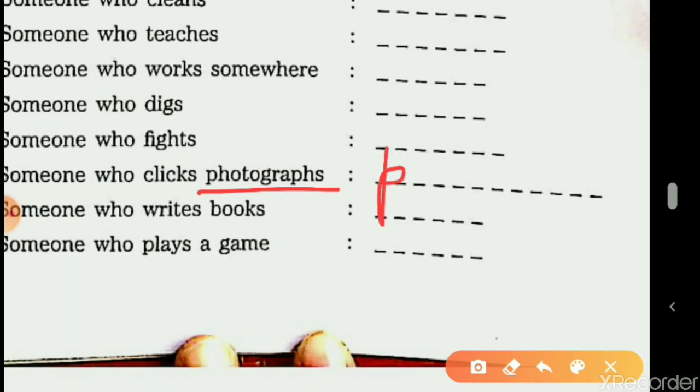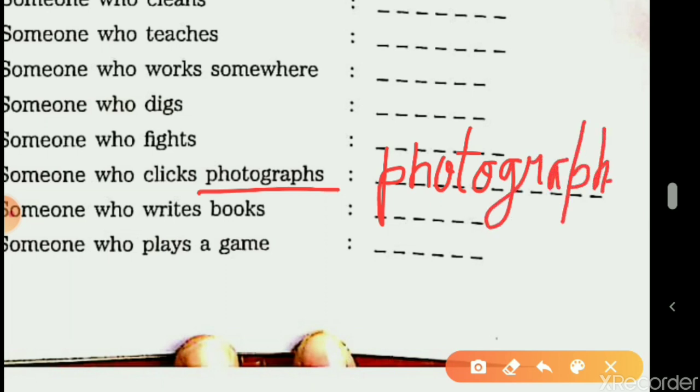Now the next one is someone who clicks photograph. So the keyword is photograph. So someone who clicks photograph is a photographer. Someone who clicks photographs, photographer.